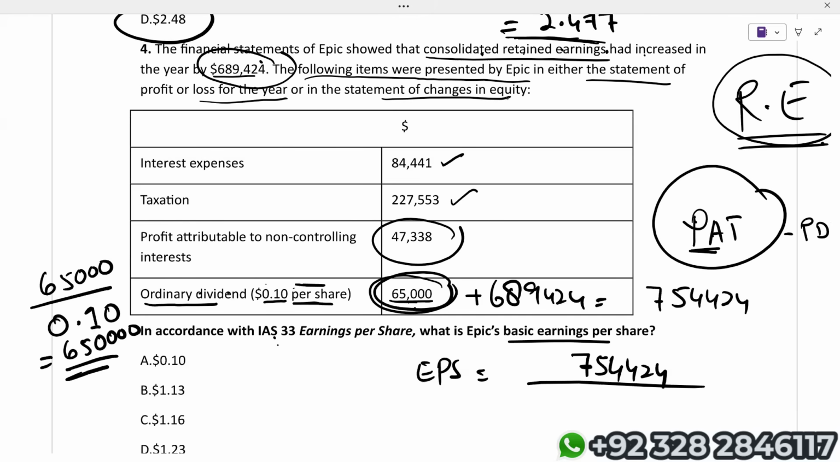Most of the time, what happens? We normally take the ordinary share capital and divide it by the par value to get the number of shares. But here in this question, we have calculated the number of shares by using the information of dividend. So kindly, you should be able to read the data properly. The ordinary dividend is 0.10 per share, and the total dividend is 65,000. So if I divide the total dividend by 0.10 dividend per share, it will give us the total number of shares, which is 6,50,000. So let's see what our EPS is.